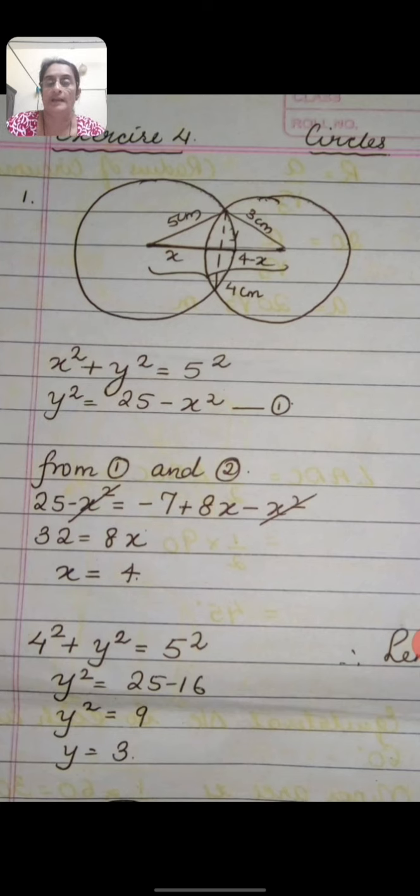We have put it in one equation. When you cancel x squared from both sides, you will get x value as 4. Now when x is 4, we put it in the first equation. So x squared, that is 4 squared, plus y squared is equal to 5 squared. That gives us y squared as 9 and y is 3. So y is the half part of that common chord, so double of that is 6 cm. The length of the common chord is 6 cm.